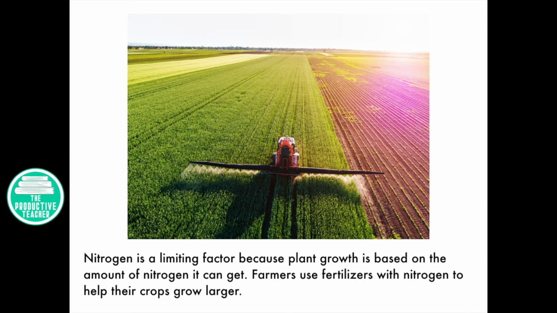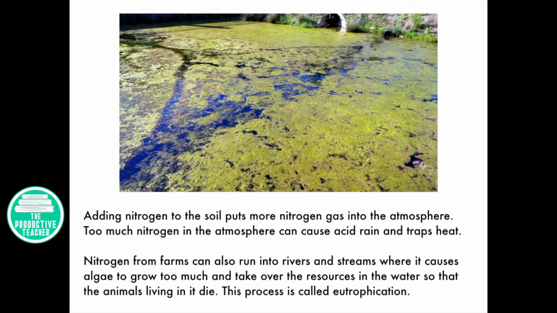Nitrogen is a limiting factor because plant growth is based on the amount of nitrogen it can get. Farmers use fertilizer with nitrogen to help their crops grow larger. Adding nitrogen to the soil puts more nitrogen gas into the atmosphere. Too much nitrogen in the atmosphere can cause acid rain and traps heat.